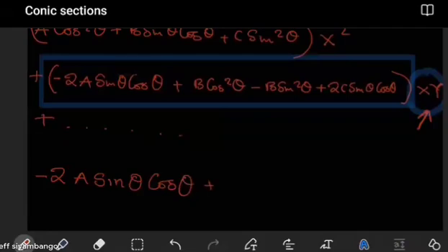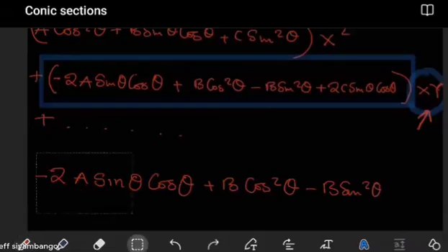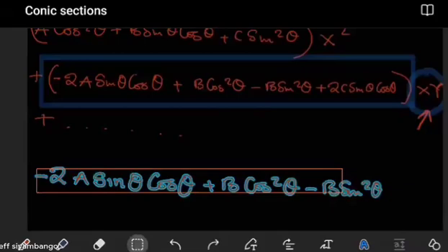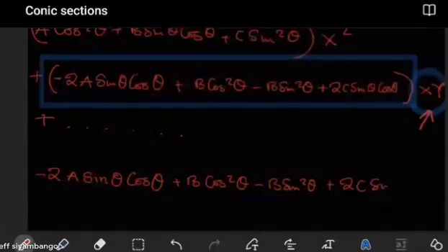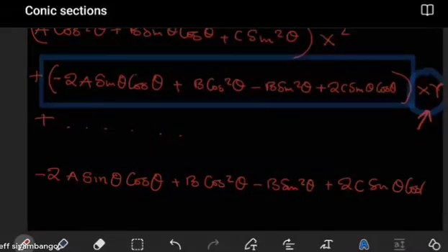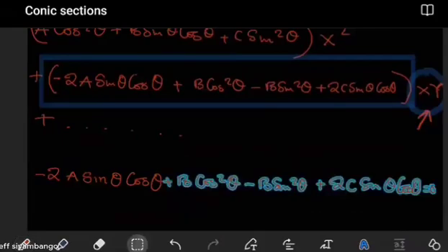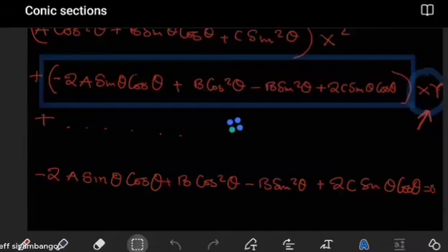So you have plus b cos squared theta, minus b sine squared theta, and then plus 2c sine theta cos theta. This has to be equal to 0 if the cross product has to become 0. Have it in there.